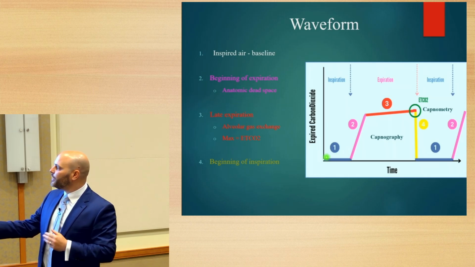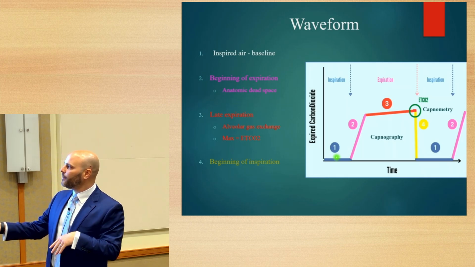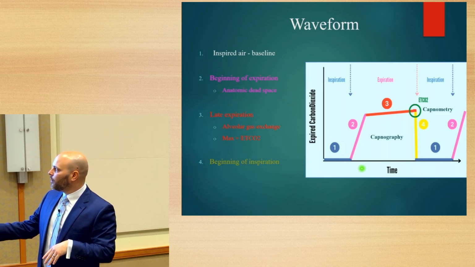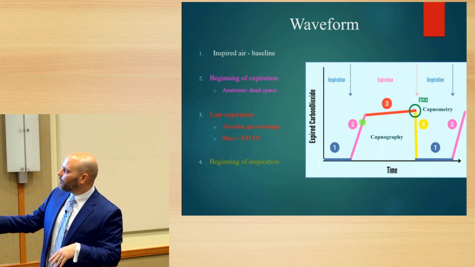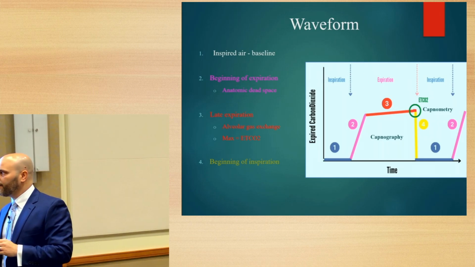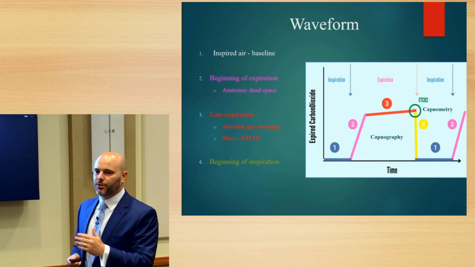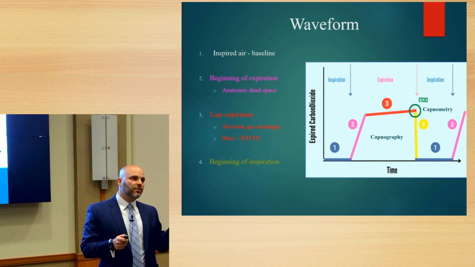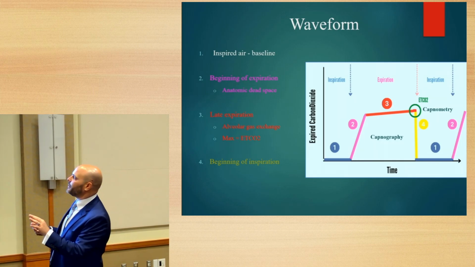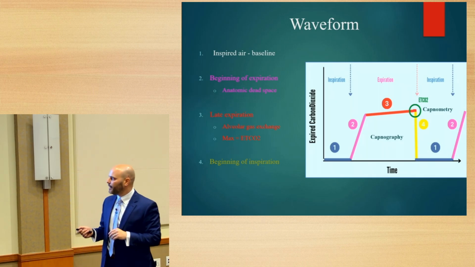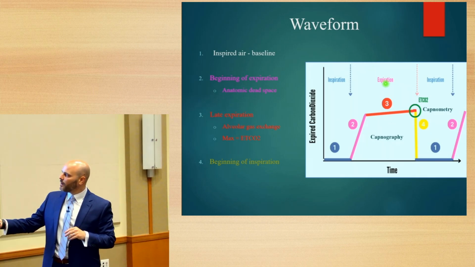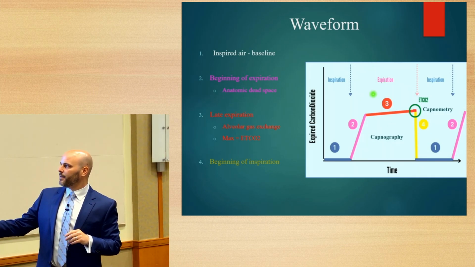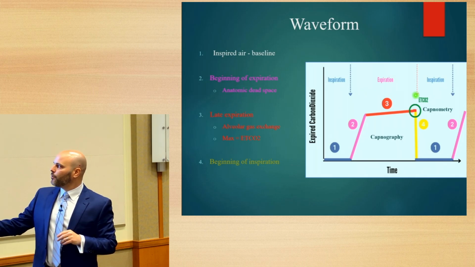Zone 1 is our inspiratory phase, so it's our baseline here. It's usually pretty low. The second part of the capnography is the beginning of expiration, and represents the anatomic dead space, clearing of CO2 from the anatomic dead space. So you have a rapid rise in CO2 by the detector. You do create an alpha angle here between the second and the third space.